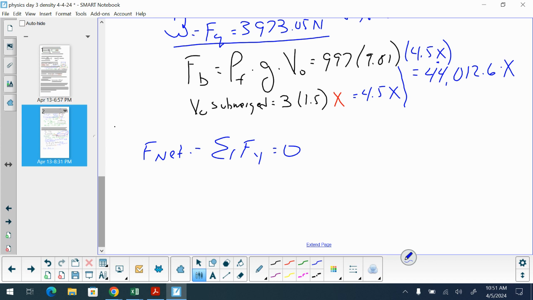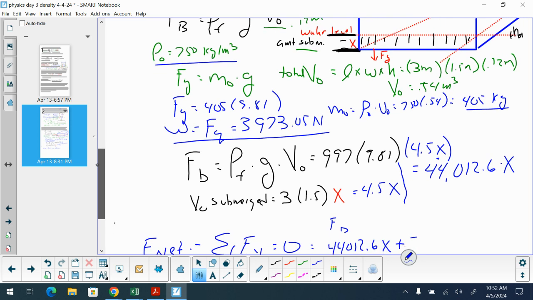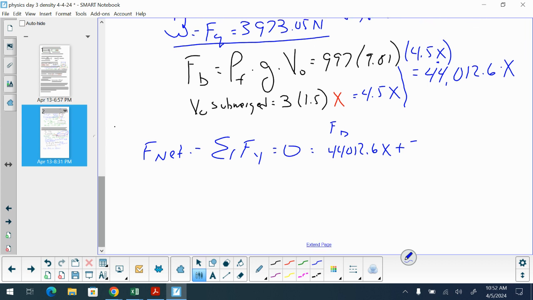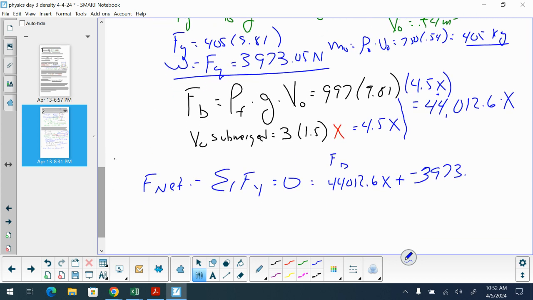So we have our buoyant force, 44,012.6x, plus our force of gravity, which is a negative, since it's going downwards, 3,973.05. And when I add these up, they should add up to 0, because I have equilibrium.